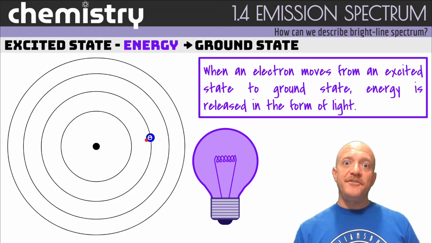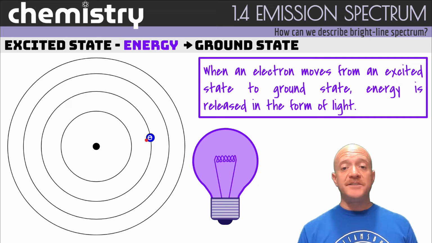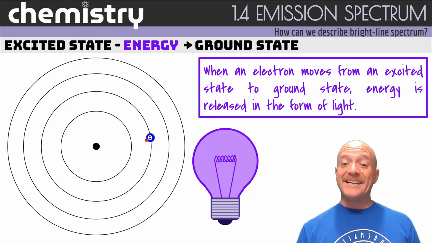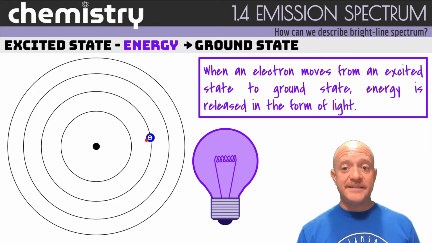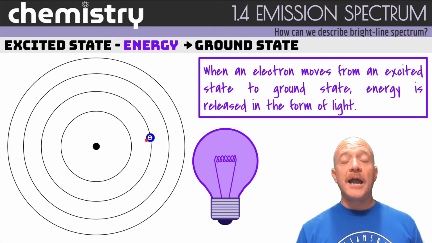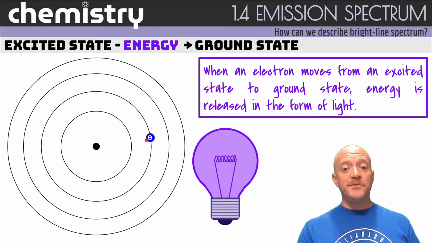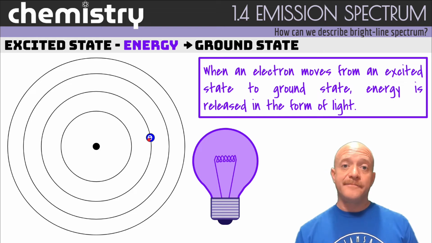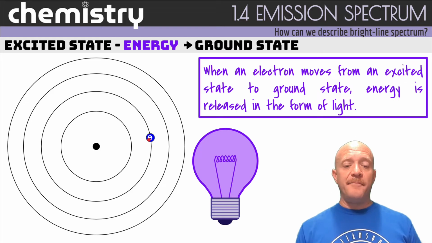So this is something you should write down, and this should be a response. You just have to memorize this. When an electron moves from an excited state to a ground state, energy is released in the form of light. Again, when electrons move from excited to ground state, energy is released in the form of light. That is the basis of this.